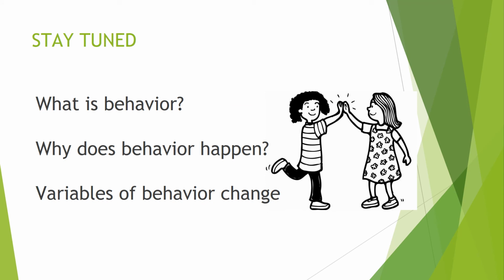So this was a quick overview of what applied behavioral analysis is. Future modules are going to talk about what is behavior and why does behavior happen. Those are those functions that I mentioned earlier in the slides. And then some variables of behavior change and how we can put those in place to either increase or decrease behavior.